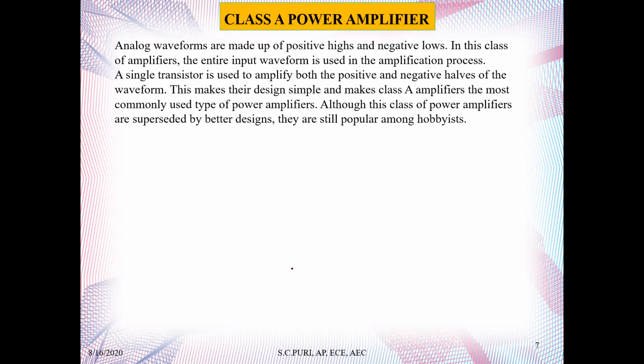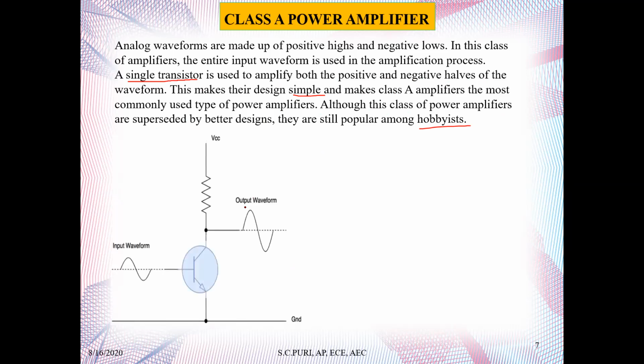Now, analog waveforms are made of positive high and negative low. In this class of amplifier, the entire input waveform is used in the amplification process. A single transistor is used to amplify both the positive and negative halves of the waveform. This makes the design simple and makes class A amplifier the most commonly used type of power amplifier. Although this class of power amplifiers has been superseded by better designs, they are still popular among hobbyists.